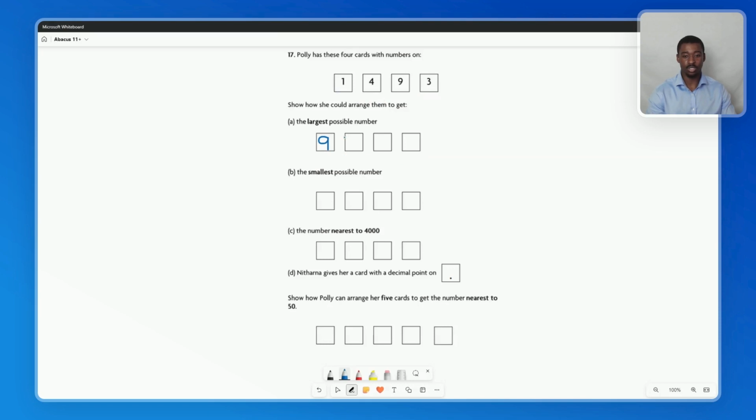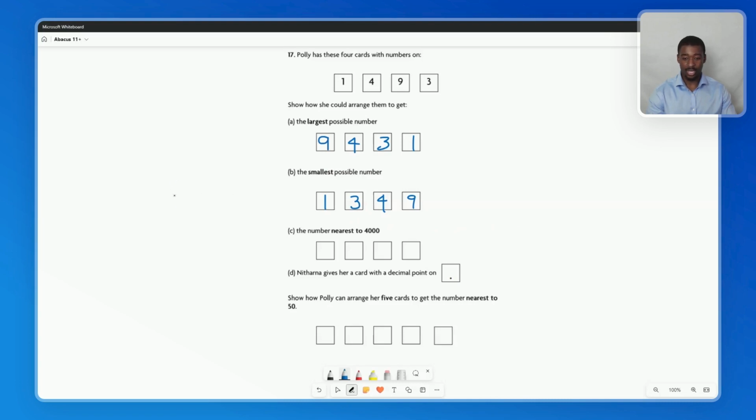So 9,000, then we put the next biggest number, 431. We want the biggest numbers on the left, because that will create the largest possible numbers. Smallest, we want the opposite. We want 1,000. We want 349. The number nearest to 4,000, well, it's either, let's think about this.